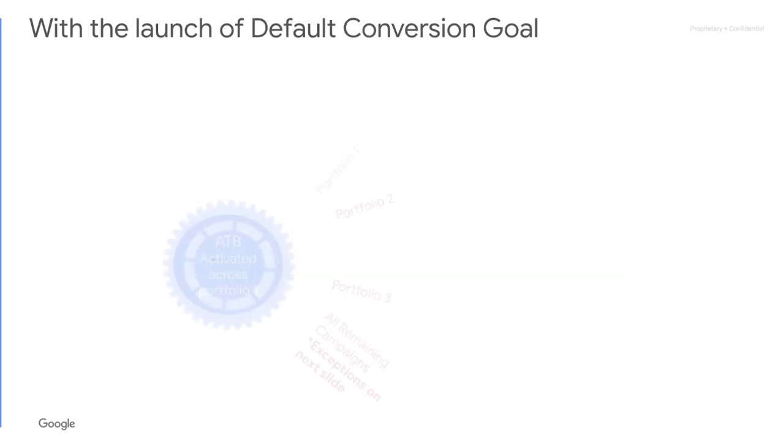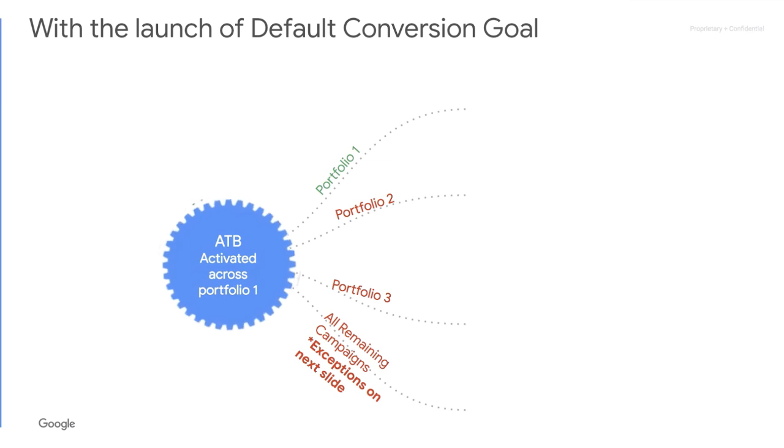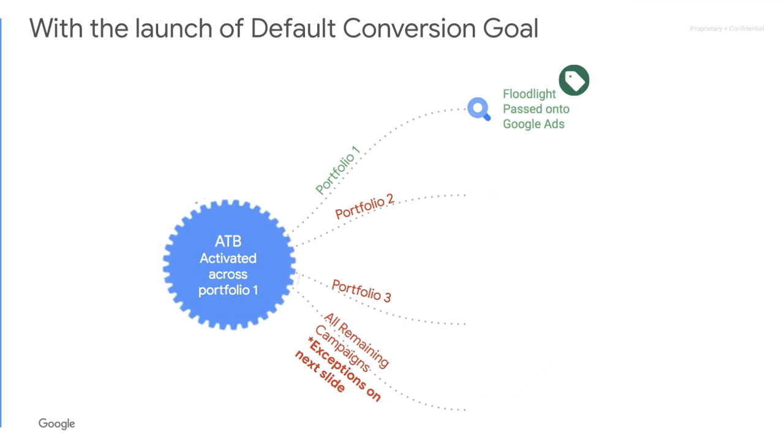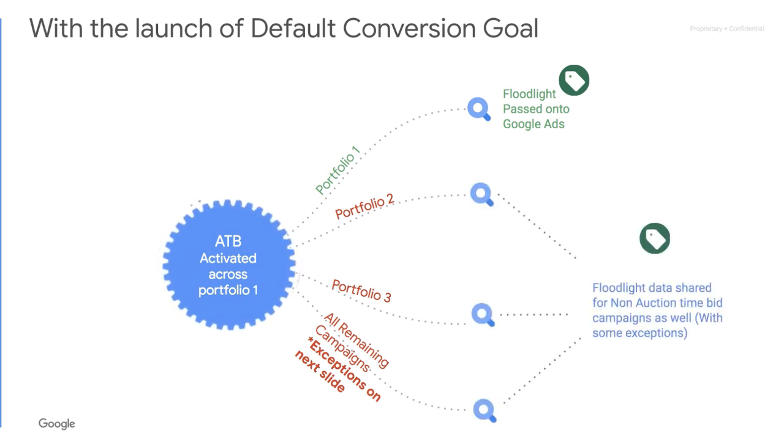With the launch of default conversion goal, let's take the same example. You have portfolio 1 with auction time bidding activated, but all the remaining campaigns are not activated on auction time bidding. In this case, the floodlight is still passed on to Google Ads for the auction time bidding activated campaigns. With the launch of default conversion goal, all the campaigns will start exporting the conversions set as the default into Google Ads as well. What this will do is increase the data that's available for learning, and it will give you better performance from an auction perspective. And there are some exceptions here which we will also cover in a bit.